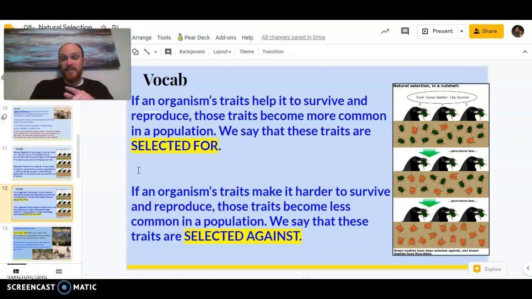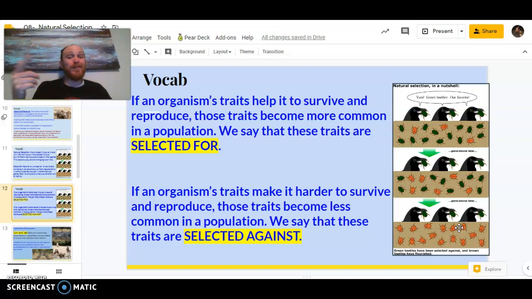And if you look at this example again, in this case, the orange bugs are being selected for. I'm not saying that the black birds are selecting to eat them. I'm saying that nature is saying, we are selecting orange bugs. They are the ones who will live and reproduce. The green bugs are being eaten, but they're actually being selected against because if you're green, you're less likely to survive and reproduce because those birds want to eat you.